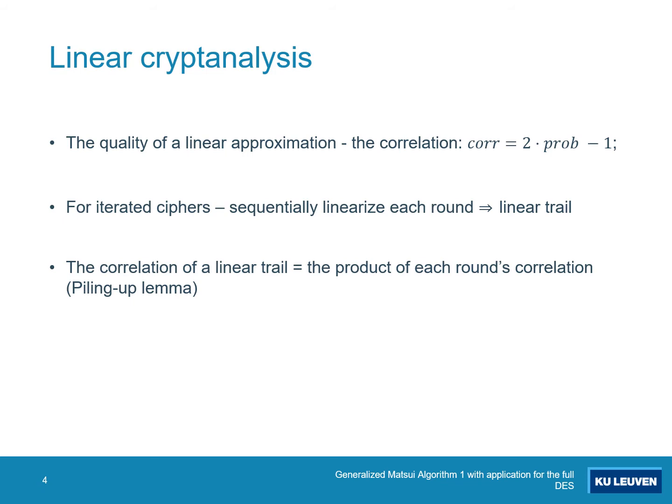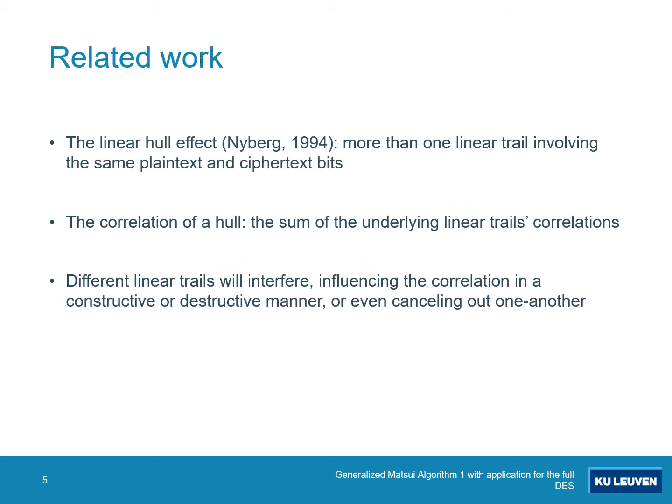When the techniques of linear cryptanalysis are applied for iterated ciphers, the main approach is to sequentially linearize each round and connect the resulted linear approximations in order to obtain a linear trail. By the means of the piling-up lemma, the correlation of a linear trail is computed by multiplying the correlations of each round. In practice, it has been observed that in some cases, the theoretical correlation might be very different than the empirical one. This phenomenon was explained in 1994 by Kaisa Nyberg.